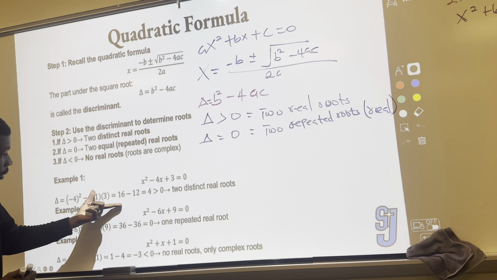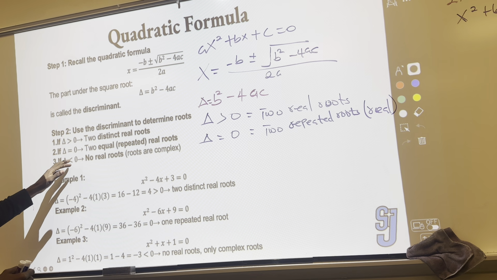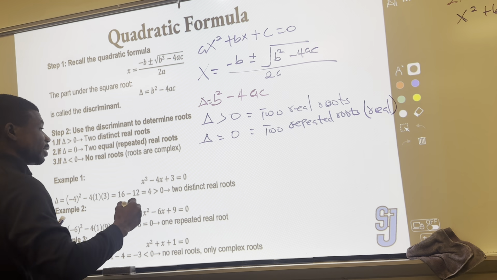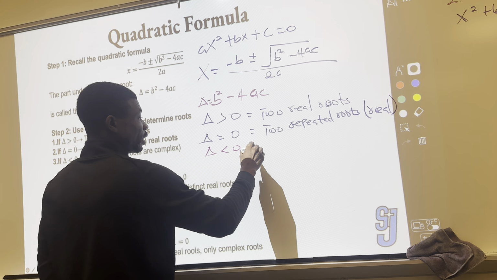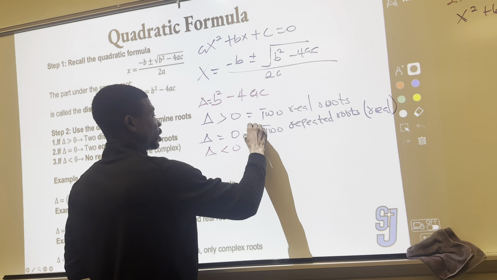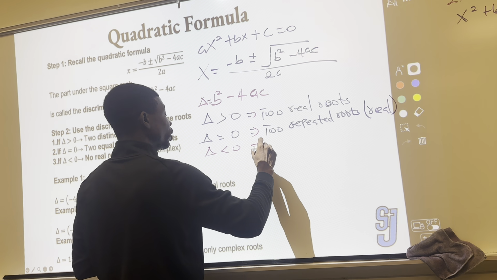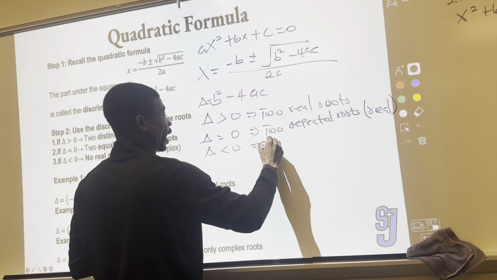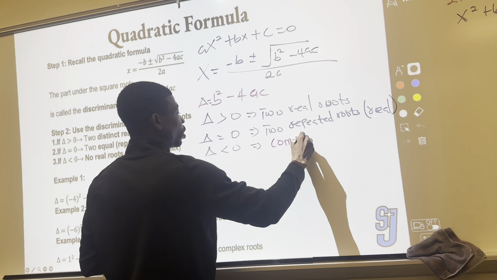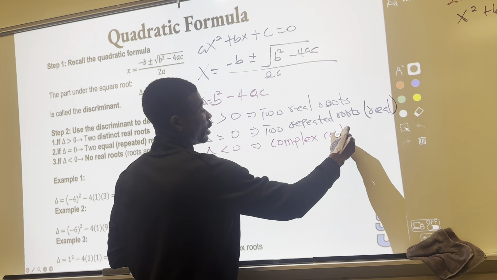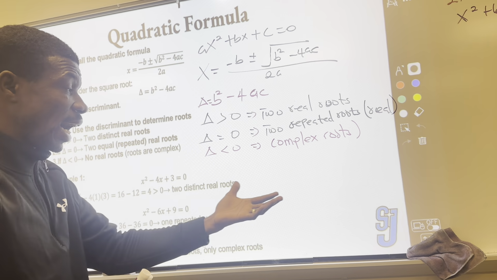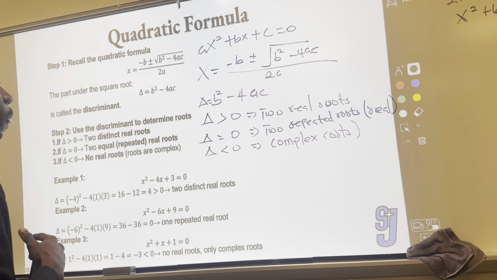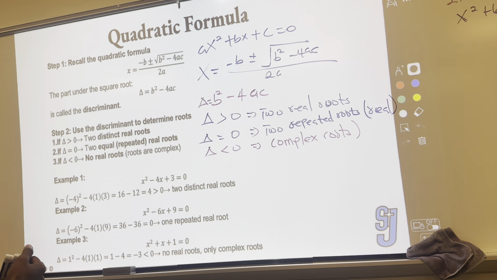Now, if my discriminant is less than 0, then I'm expected to get something that is not real, but I have complex roots. By complex roots, I mean those imaginary roots that have the i. Okay. Now, let's go back to work on this.